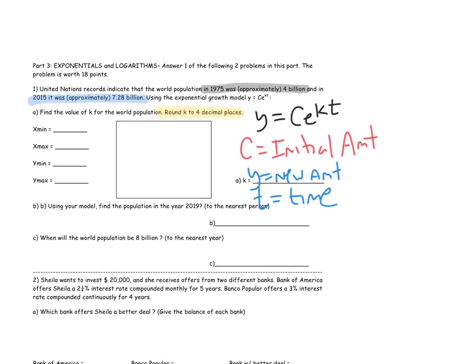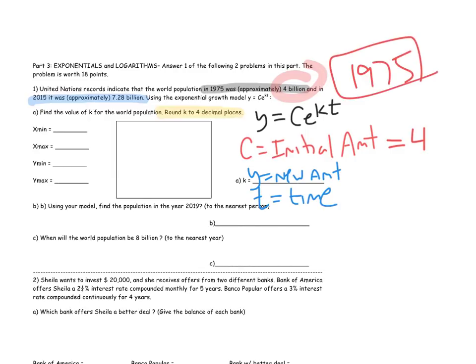So here what we're going to do is let 4 billion represent the initial amount. 1975 is going to be the key starting point for this question. So the starting point is 1975. The initial amount will be 4, representing 4 billion. And then the new amount is going to be 7.28. It's going to be in billions, but that's okay. We'll translate our answers into billions later.